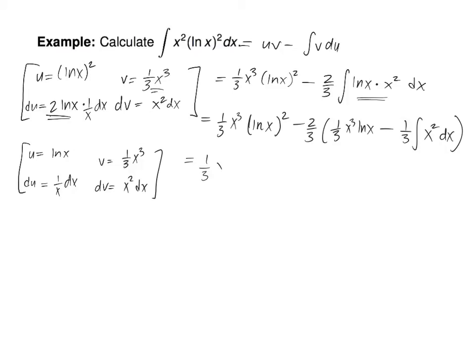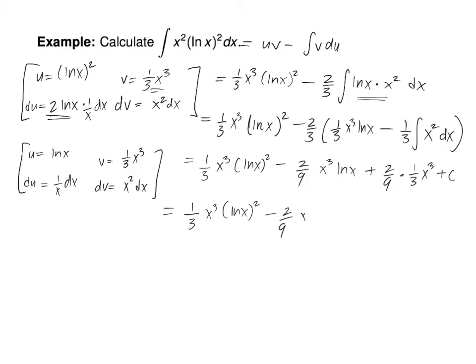We good? Okay. So 1/3 x cubed ln of x squared minus 2/9 x cubed ln x plus 2/9 times, what's the antiderivative of x squared? 1/3 x cubed, and then plus c. So your final answer is 1/3 x cubed ln of x squared minus 2/9 x cubed ln x plus 2/27 x cubed plus c.